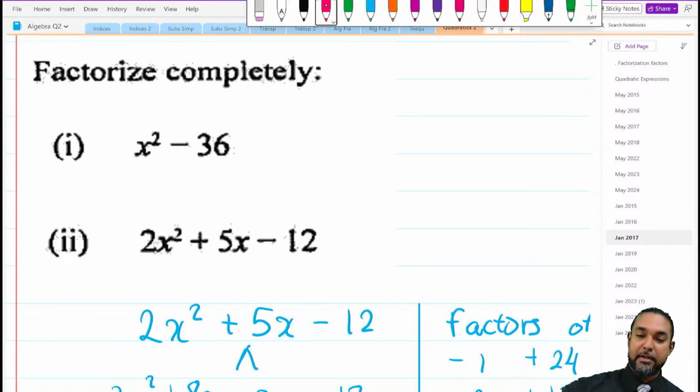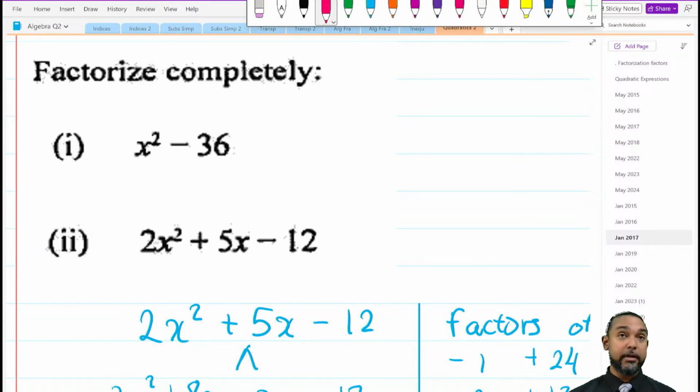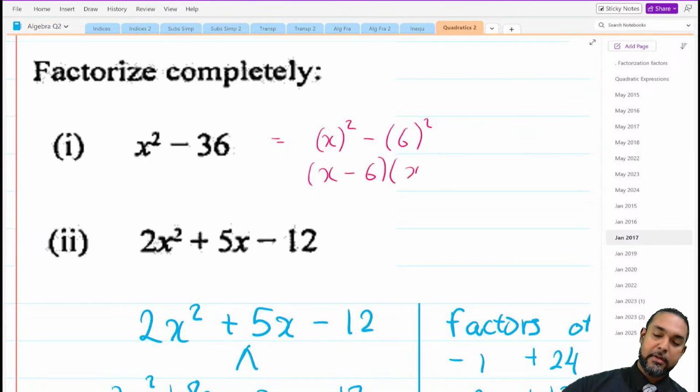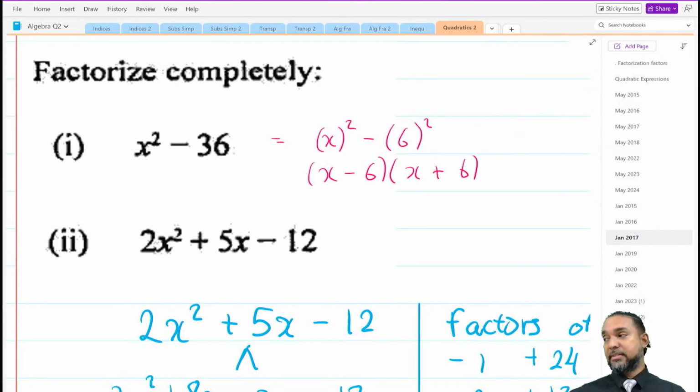Right. So are we finding the difference of 2 terms? Yeah. X squared minus 36. Are those 2 terms both squares? Yeah. X squared is the square of x, and 36 is the square of 6. So this is the square of x minus the square of 6. So when you factor it, you're going to get x minus 6 by x plus 6, or x plus 6 by x minus 6. Both versions mean the same thing.